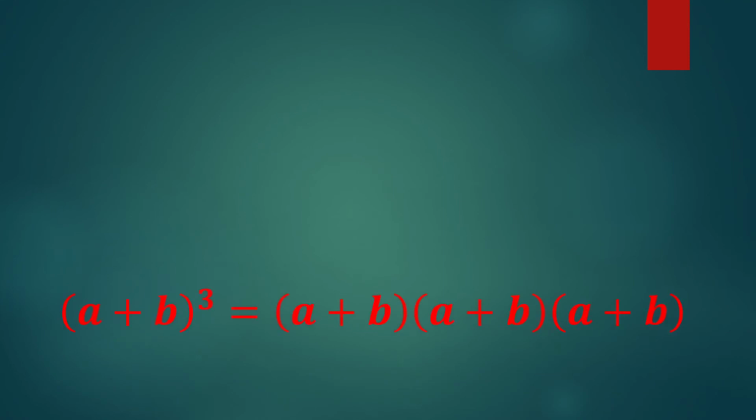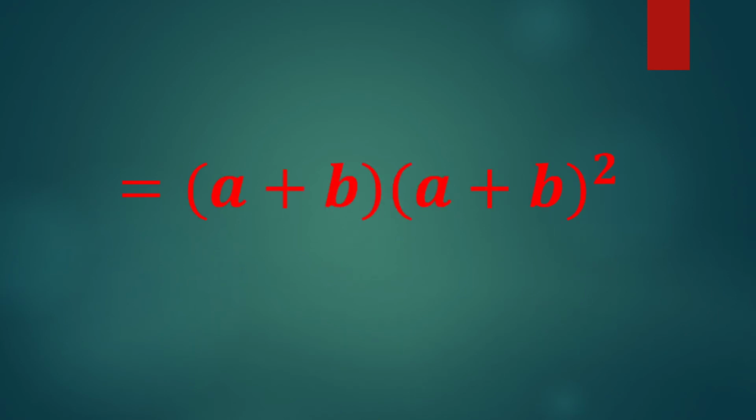Okay, we will come towards (a + b) cube, which is equal to (a + b) into (a + b) into (a + b). Whenever we are going to find the cube, we will multiply each side 3 times, as we find the square by multiplying the side 2 times. So here, for finding the cube, we will multiply the side 3 times, and each side is equal to a plus b.